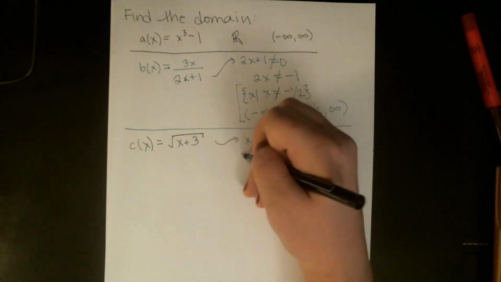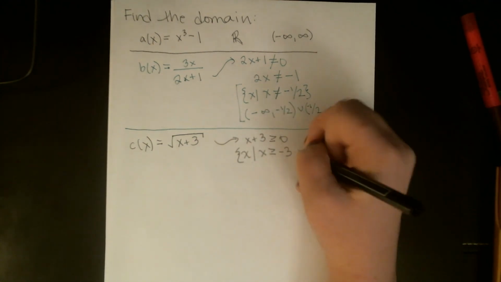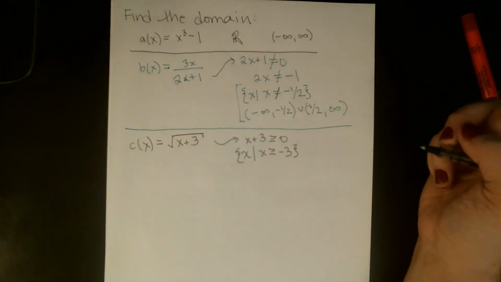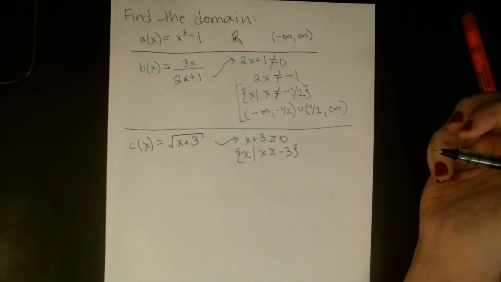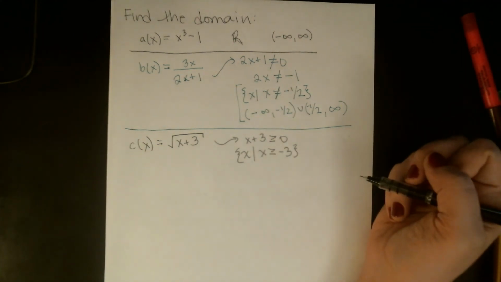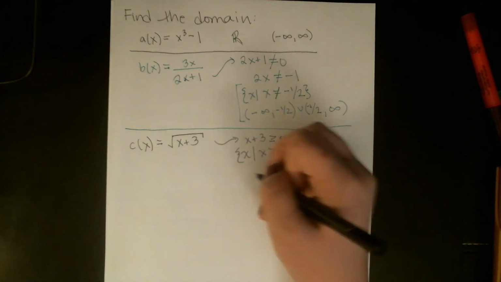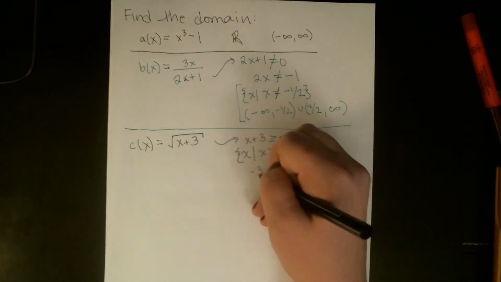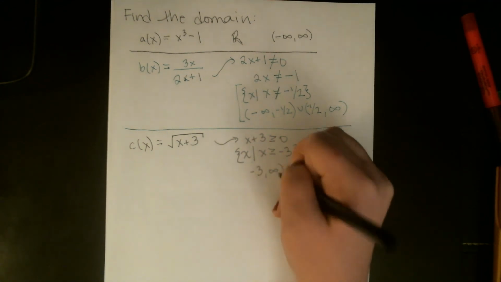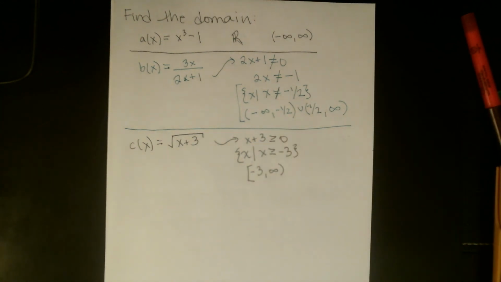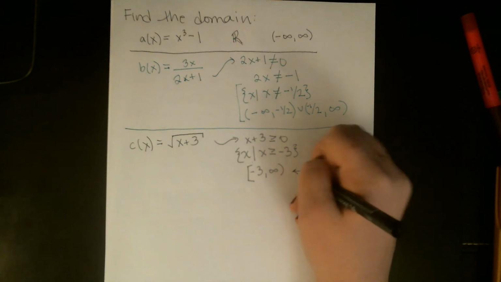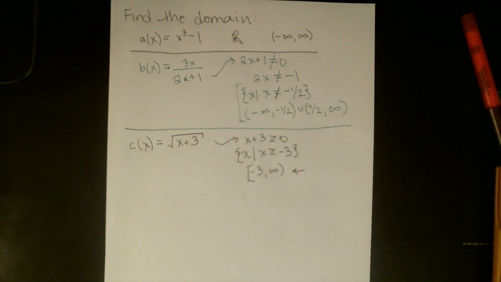If you want to be a little formal, you can throw on some set notation, say the set of all x such that x is greater than or equal to -3. If you prefer to use interval notation, this one we want to start at -3 and go to infinity. -3 gets a square bracket here. We want to include -3. Remember, with interval notation, you always need to write those out smallest to largest. So order does matter with the interval notation.